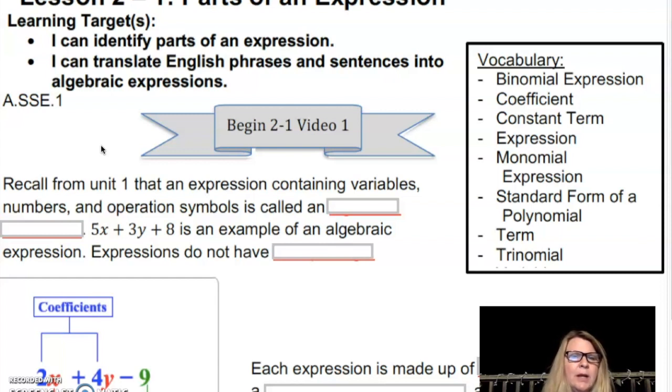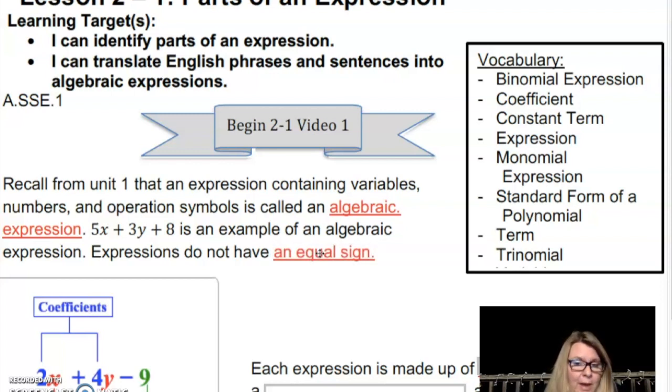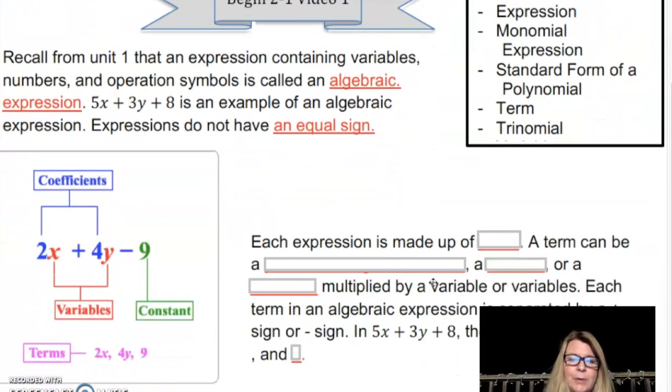The second learning target we're going to have in these lessons is we're going to translate English phrases and sentences into algebraic expressions. So if you recall from Unit 1, we talked about what an algebraic expression is. It's anything that contains a variable, a number, an operation symbol. So right here, 5x plus 3y plus 8 is an example of an algebraic expression. Now expressions, you'll remember, do not have equal signs. Equations are the things that do have equal signs. So right now we're going to be looking at expressions.